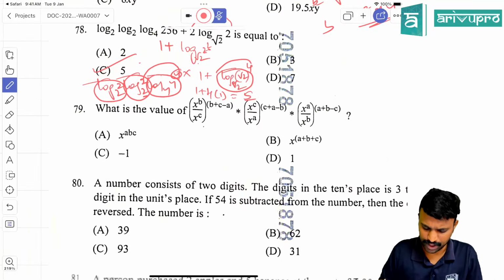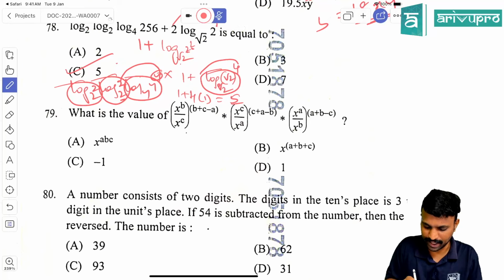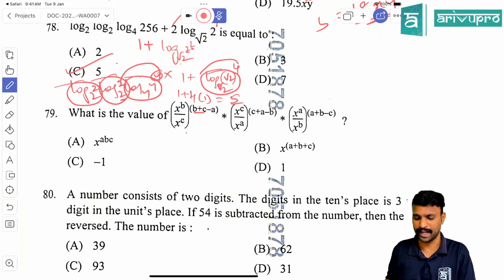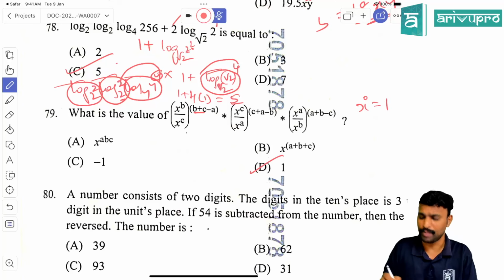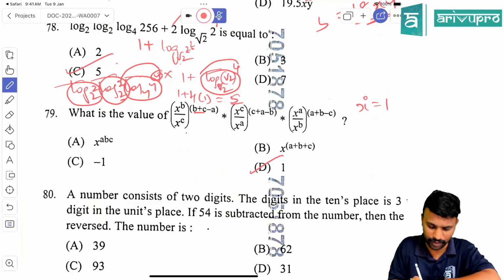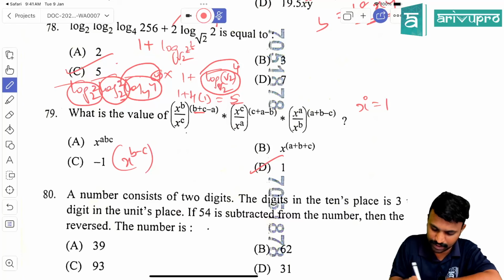Guys, next question. You can see the powers are in cyclic order. Yes or no? The powers are in cyclic order. The resultant x power 0 is equal to 1. So option D is the answer. If you want, you can just work it out. b minus c is the result of whatever is within the bracket, b plus c minus a.